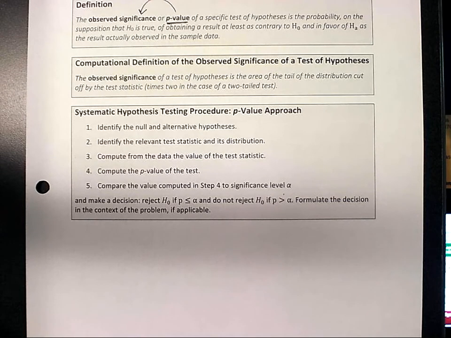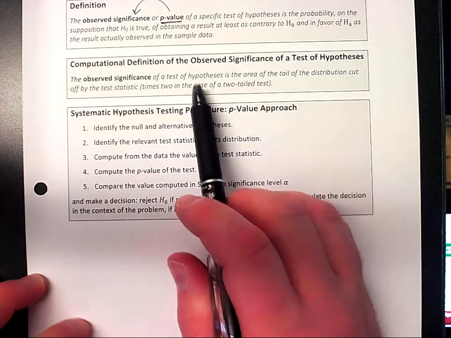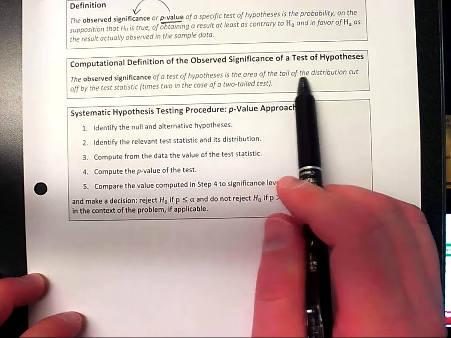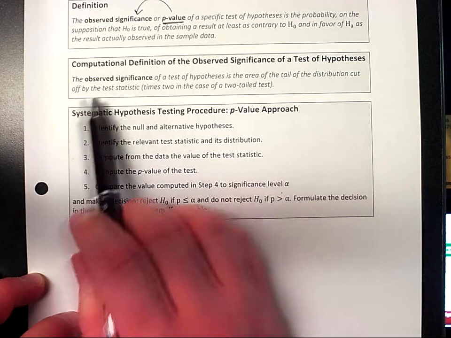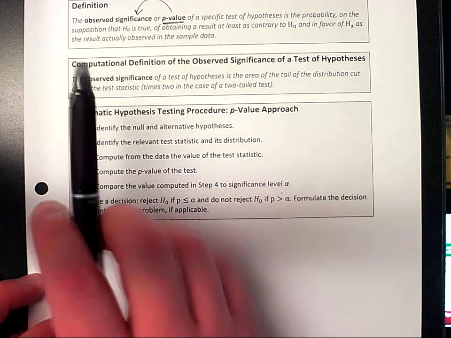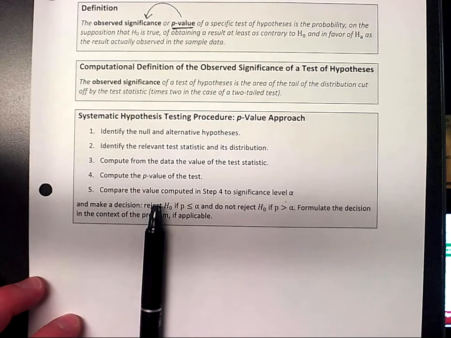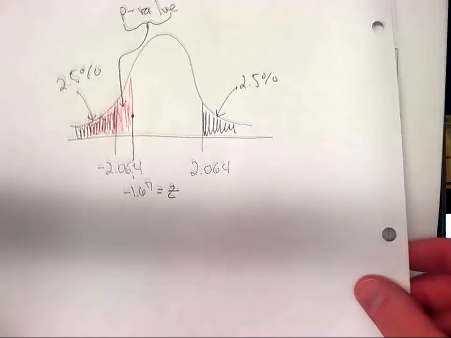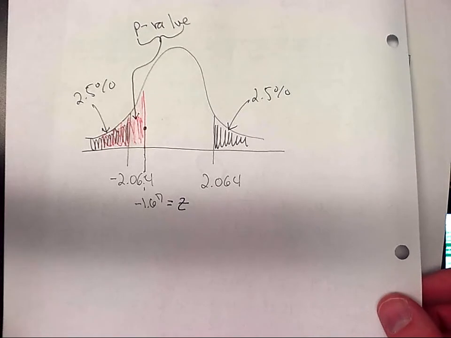All right. The computational definition of the observed significance of a test of hypothesis is the area of the tail of the distribution cut off by the test statistic. Now that should make a little bit more sense, right? If you look at the area of the tail that was cut off by the test statistic. Where here is our test statistic? What number is that?